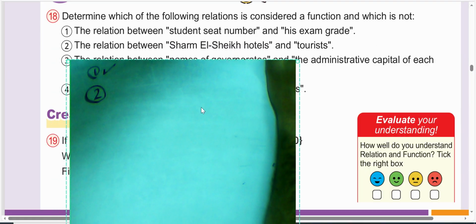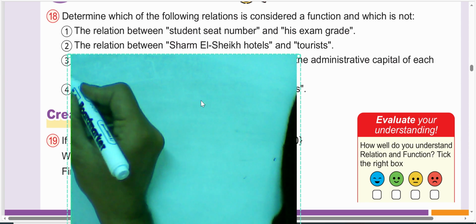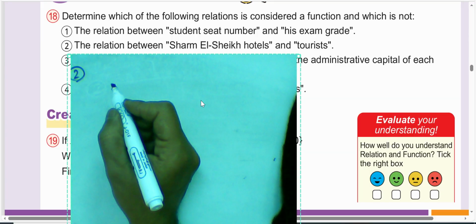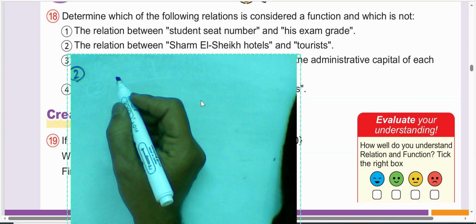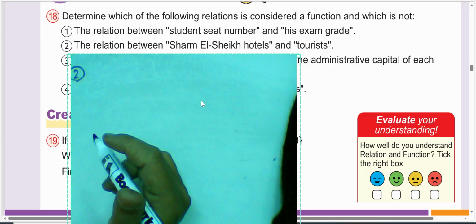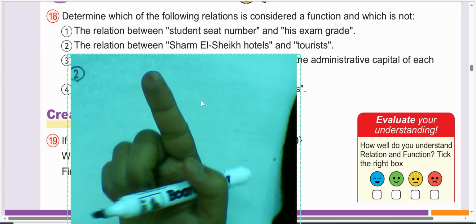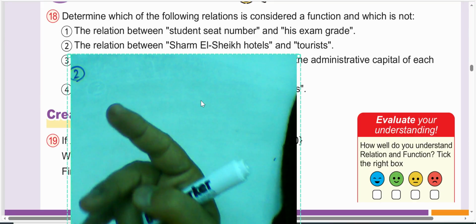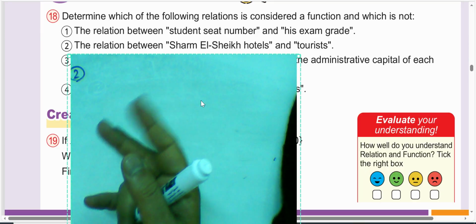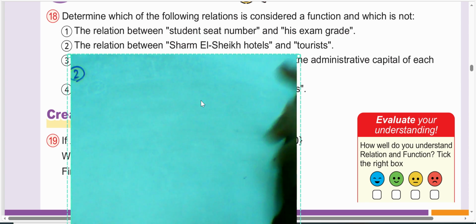Number 2, the relation between Sharm el-Sheikh hotels and tourists. Number 2 is not a function because some tourists can take 2 tickets or 3 tickets for other hotels. We can choose 1 tourist or 2 tourists or 3 tourists. Each one can take 2 hotels and receive the tickets for 2 hotels or more, not 1. Okay, it's not a function.